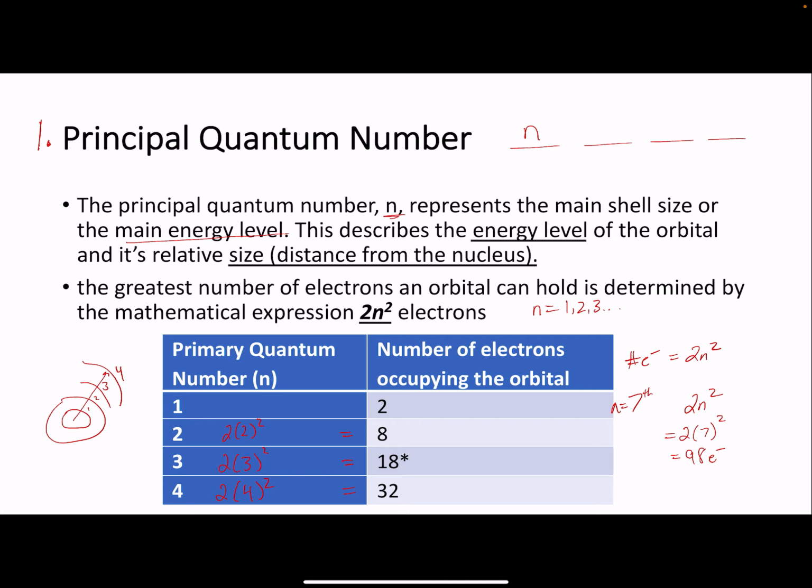Now the 8th, if we do 8 squared is 64 times 2, the 8th energy level should be able to hold up to 128 electrons. So that's why the next discovery is going to be important. So first off, n basically describes the size of the energy level. How far can the electron move from the nucleus?